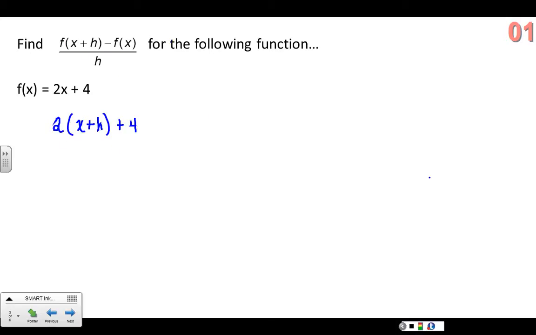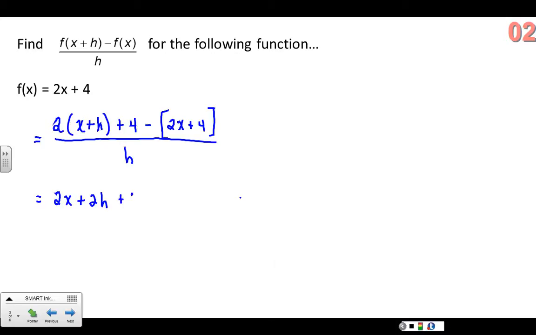Minus f of x. So minus f of x was originally this function 2x plus 4. And then that's going to all be divided by h. That's the third step. So all I have to do really to work this is do the algebra and work out the steps of it. So we're going to say 2 times x plus h. We're going to do the distributive property. 2x plus 2h plus 4.